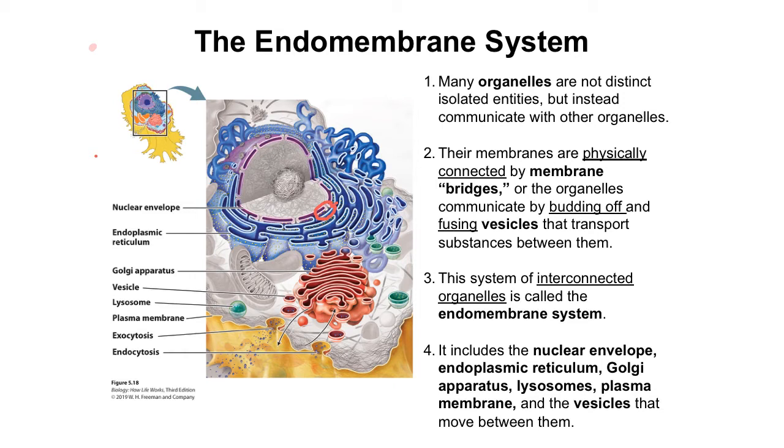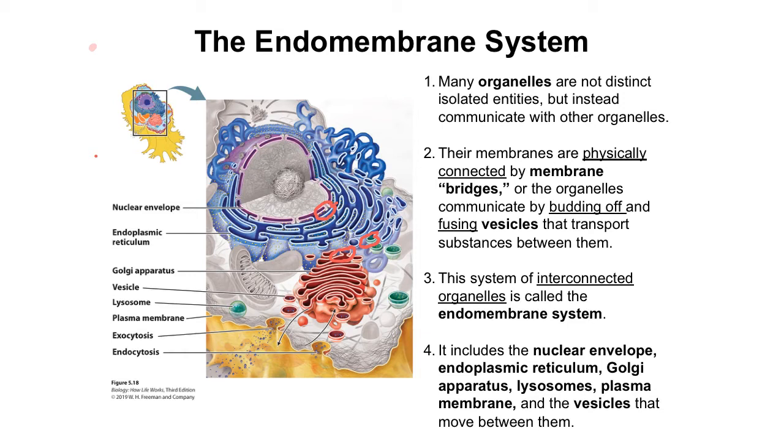Second, the organelles can also communicate by budding off and fusing vesicles that transport substances between them. In this illustration, the budding off is illustrated here, and the fusing is illustrated in this. So you can see that the movement of molecules, for example, between the endoplasmic reticulum and the Golgi apparatus, which is this red organelle here, is by the budding off and fusing of vesicles that transport substances between them.